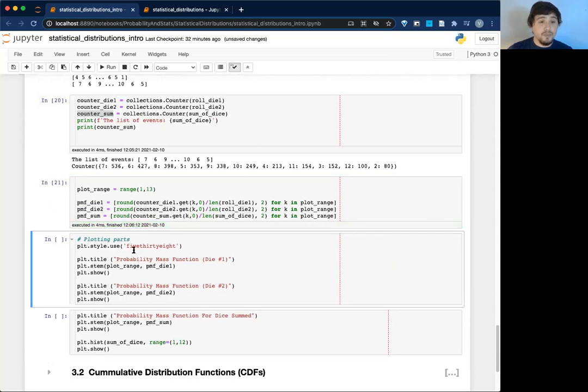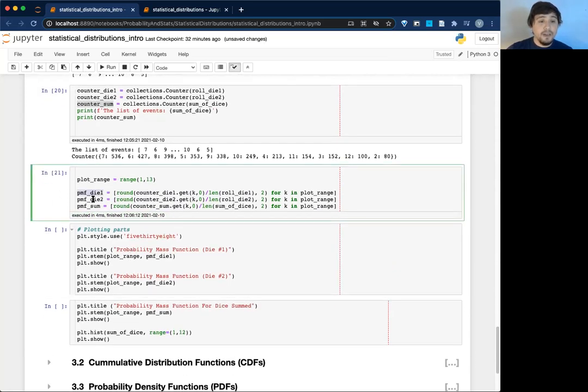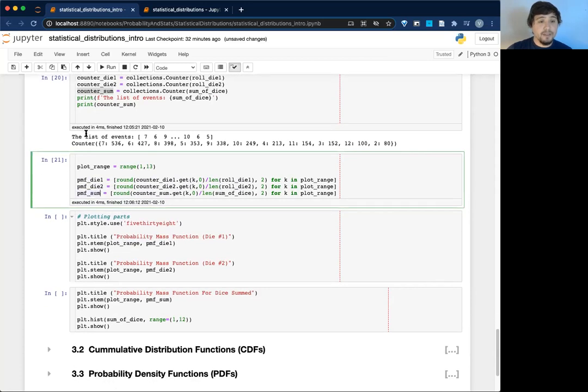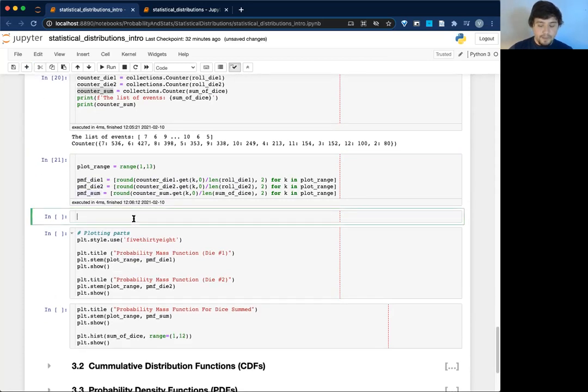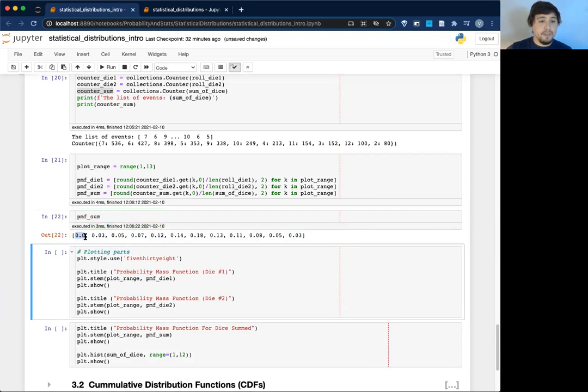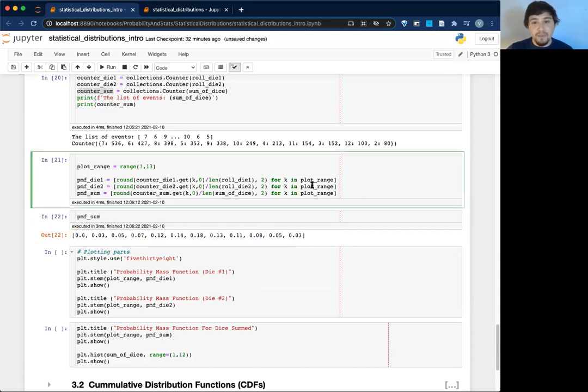I plot this out for each one, so I've got all these values in here. These are all percents. Just to show you a little bit, if I do the PMF of the sum, you can see this is representing 2, 3, 4, 5, 6, 7, 8, 9, 10, 11, 12, 13. Oh, this is 12, and this is 1. Why is 1 zero? It's not possible to get a 1, right? You can't do it, so that's why. I'm going over all the plot range.